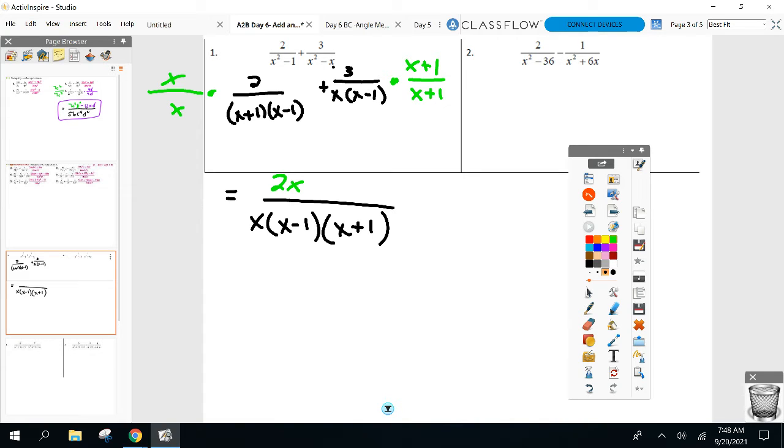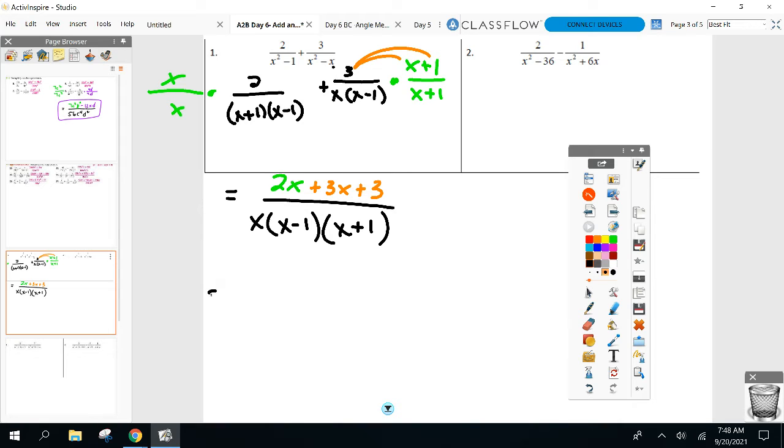What should be in my numerator now? 3x plus 1. Okay, how'd you get it? Because you would multiply the 3 by the x plus 1. Okay, but hold on. It wouldn't be plus 1. It would be plus 3. Plus 3. Yep, good. Distribute the 3. All righty. Everyone all good?